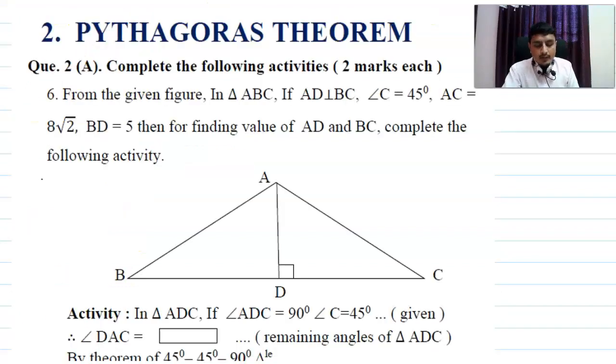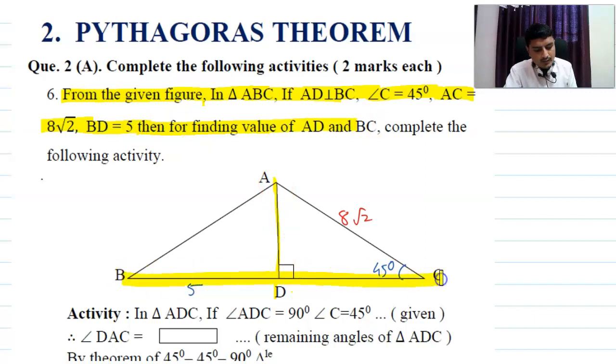Now look at activity number 6. From the given figure in triangle ABC, if AD is perpendicular to BC, angle C equals 45 degrees, AC equals 8 root 2, and BD equals 5. So let's have the figure here. AC equals 8 root 2, BD equals 5. For finding the value of AD and BC, complete the following activity.